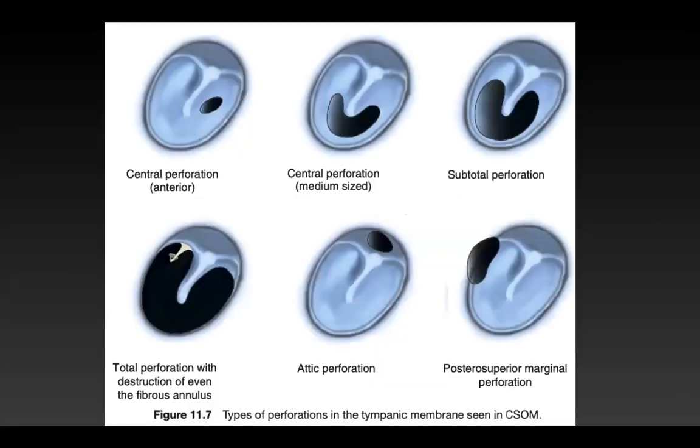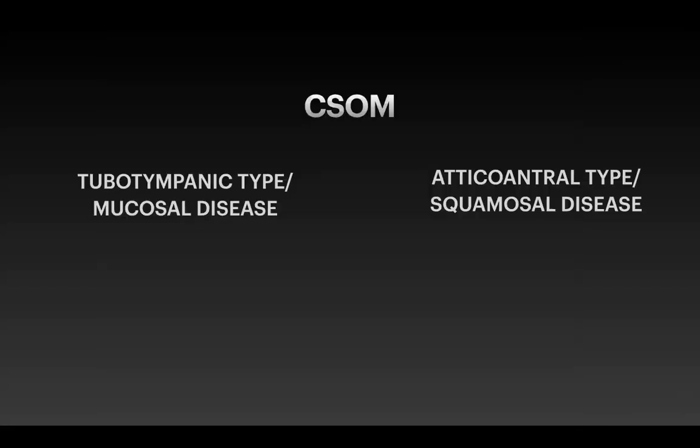This figure shows the type of perforation in the TM seen in CSOM, where you can see central perforation, central anterior perforation, medium size perforation, subtotal perforation, total perforation with destruction of even the fibrous annulus, attic perforation, and posterior superior marginal perforation.